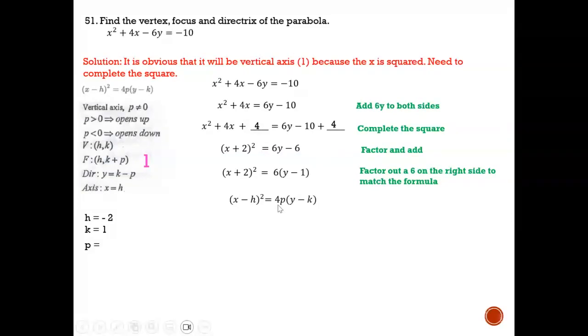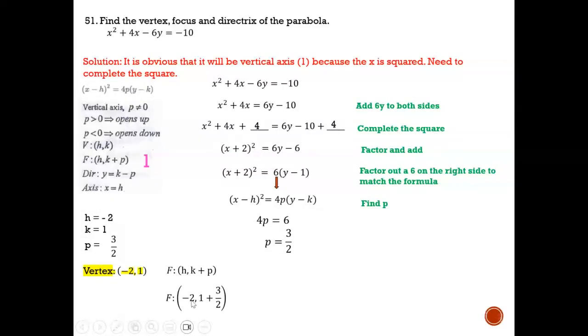To find p, we get the formula: 6 must equal 4p. So p equals 6 divided by 4, which is 3/2. So I got my p, 3/2. Now, we're looking for the vertex. The vertex will be -2, 1. The focus is going to be h comma k plus p. My h is -2, my k is 1, and my p is 3/2. So it's going to be -2, comma 5/2. That's my focus, just by adding 1 plus 3/2.